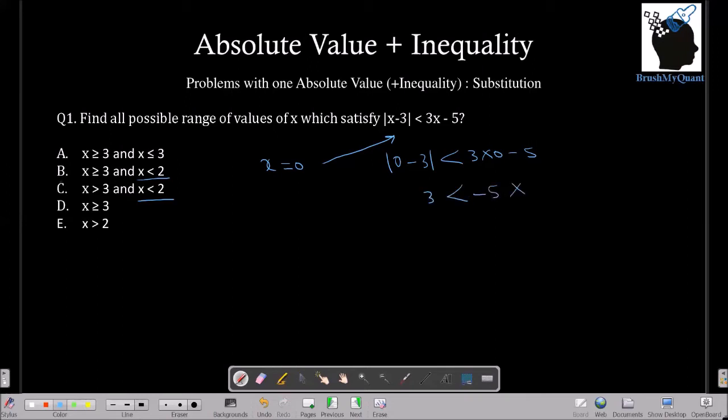That means option number B and option number C are not correct. And similarly, we can reject option number A also now because it says x is less than or equal to 3. So if x is not less than 2, definitely x is less than or equal to 3 will also not be.